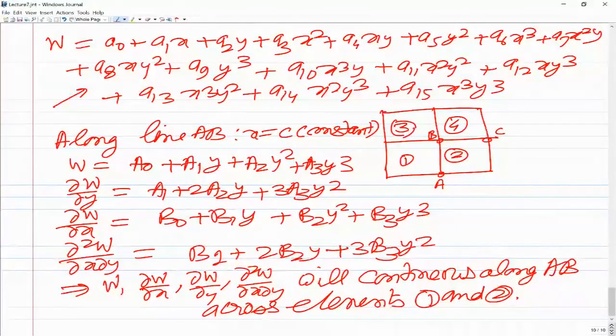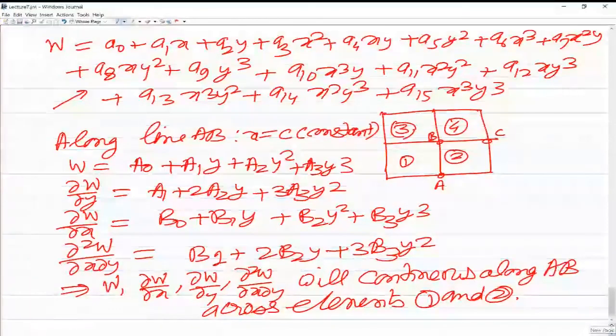The only problem with this element is that it has an additional degree of freedom which is not a geometric quantity. Like w, del w by del x and del w by del y, these are geometric quantities, deflection and rotations. But del 2 w by del x del y is a secondary variable for the problem. This is actually the twisting moment. So sometimes when we implement the boundary condition, it becomes difficult to interpret this.